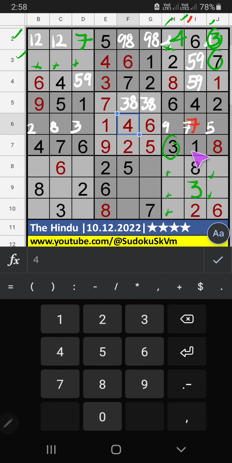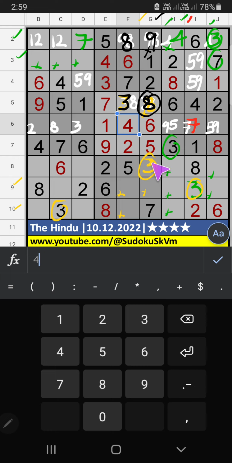Then sixth row, 2 numbers are remaining, 5 and 9. It will come in another 2 cells. We will confirm later. Ninth row, 10th row, we have 3. So 3 can't come in these cells. Then 3 is confirmed here. Column G, we have 3. So 3 can't come in the cell, 3 is confirmed here. Then 8 is here.